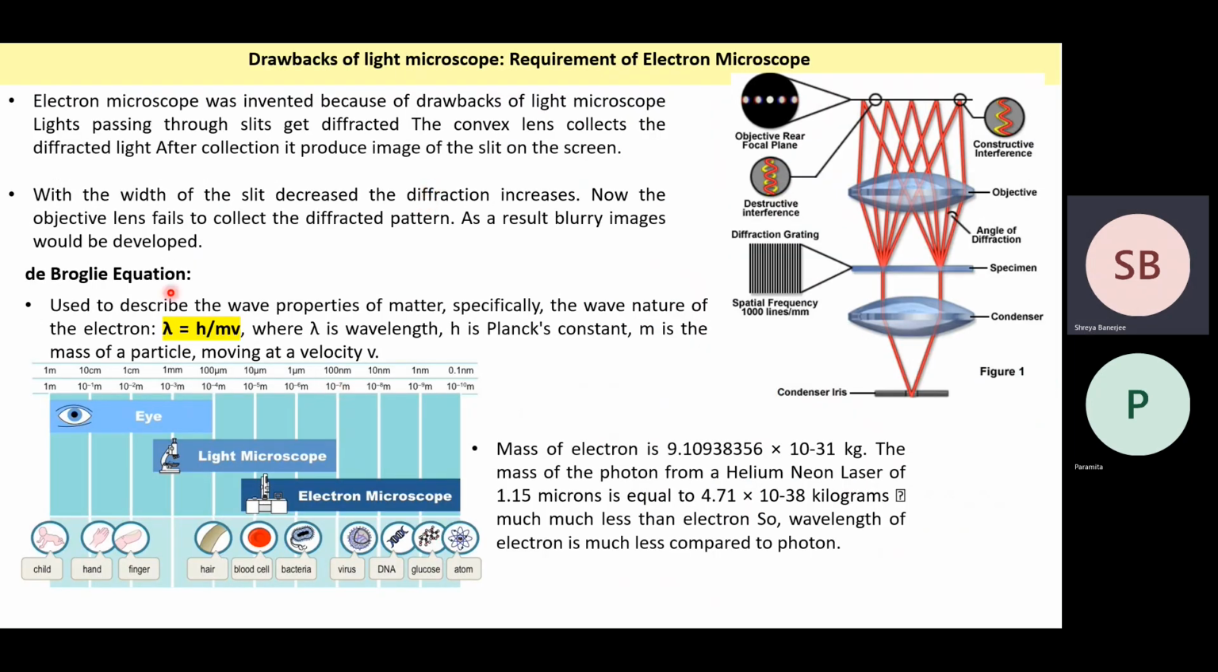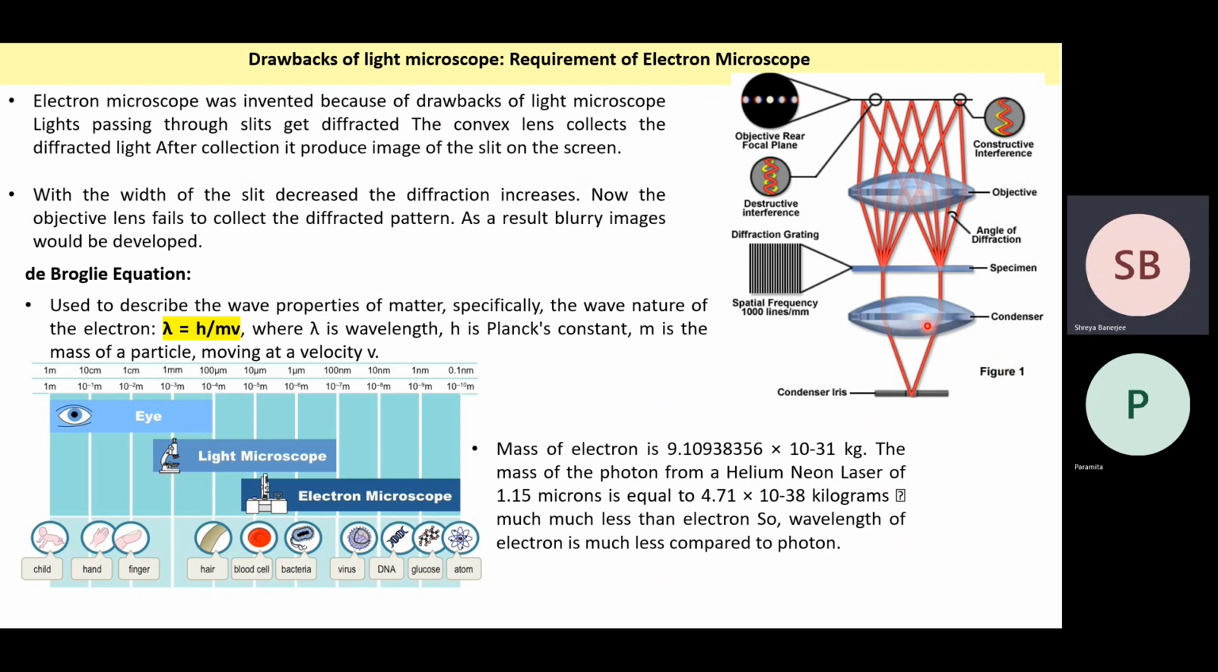There are several drawbacks of the light microscope, which is why the electron microscope was required. So the electron microscope was invented because of the drawbacks of the light microscope. Light passing through slits gets diffracted, and the convex lens collects the diffracted light. After collection, it produces the slit on the screen. So this is showing a disadvantage of the light microscope.